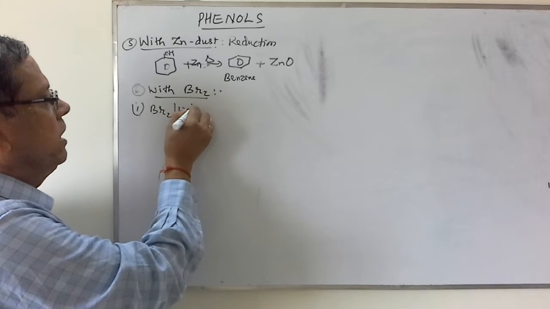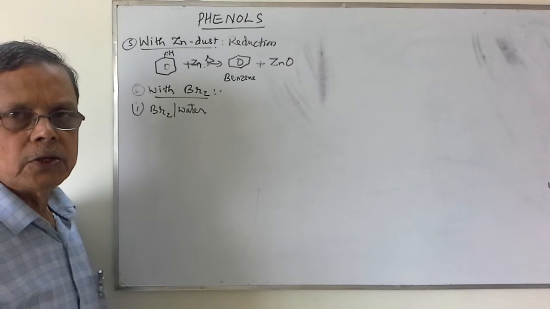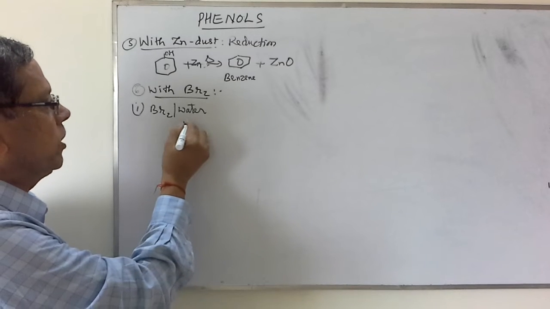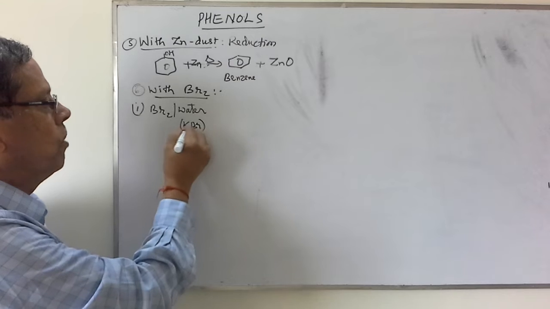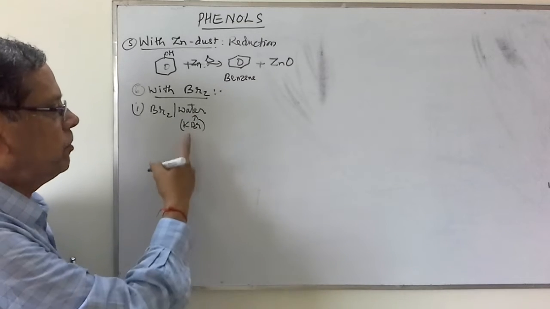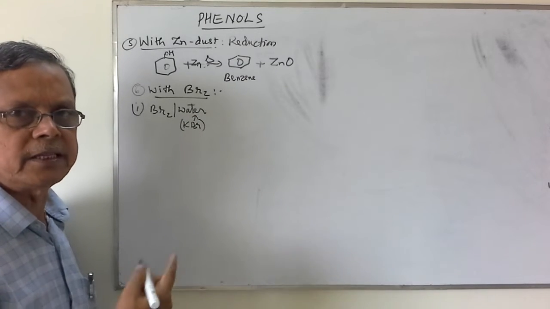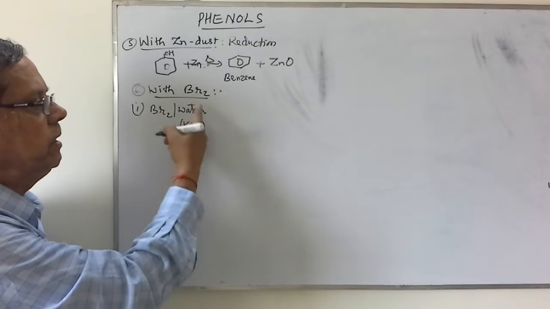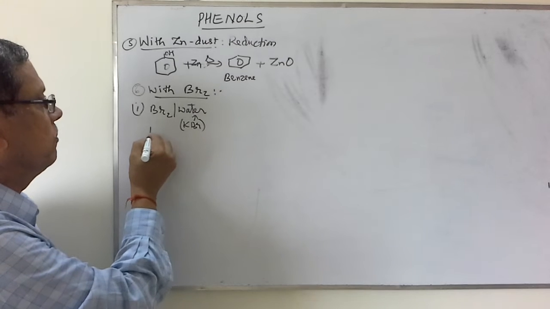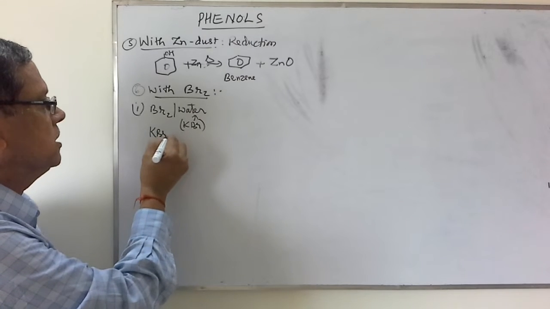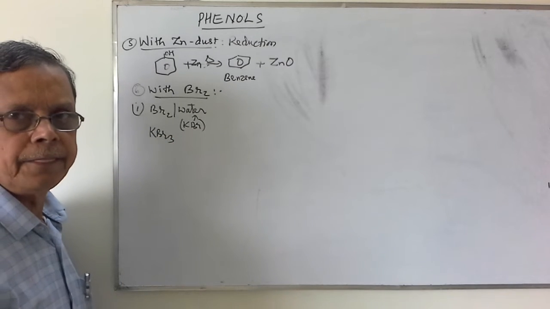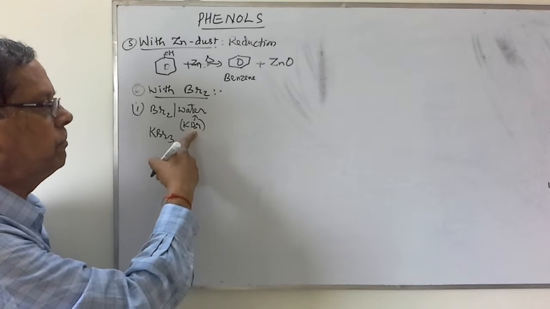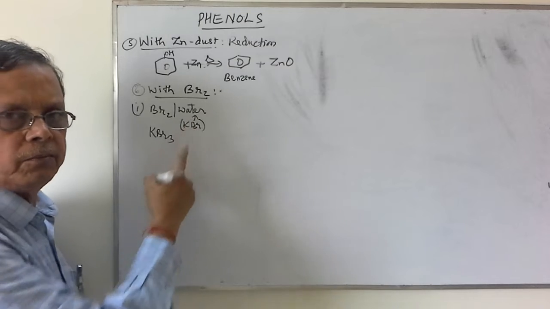Actually bromine is very less soluble in water. So to prepare this aqueous solution of bromine, first we have to dissolve potassium bromide in water. Potassium bromide, being an ionic compound, is highly soluble in water. Once this solution is treated with bromine, bromine easily dissolves. It is because of the formation of the KBr3 complex. That's why to prepare bromine water, first we dissolve potassium bromide in water, then add the bromine.